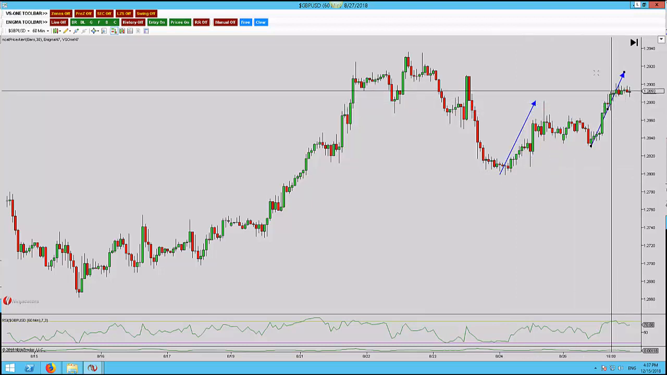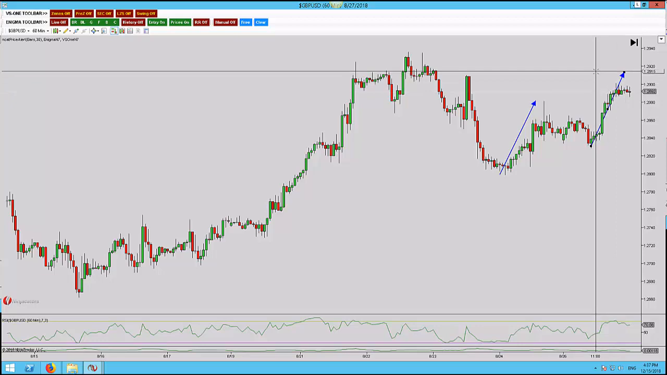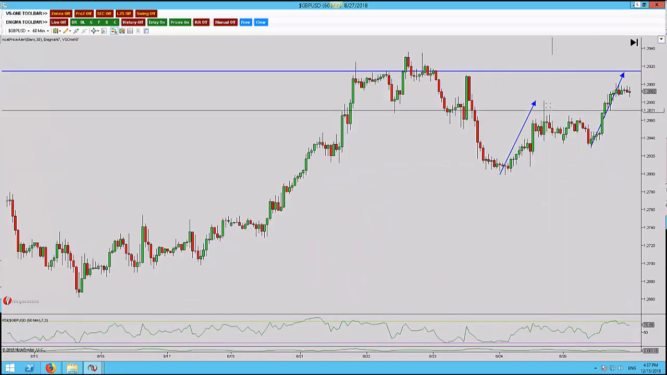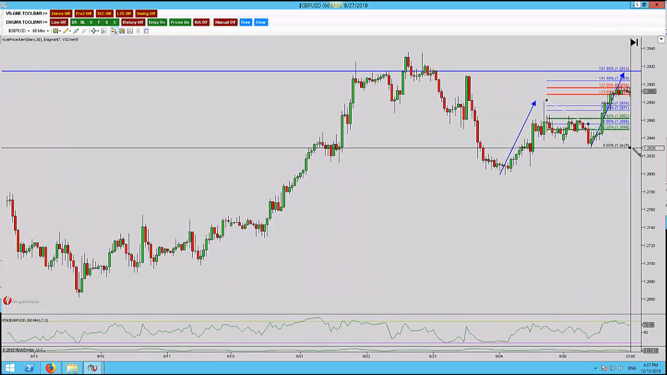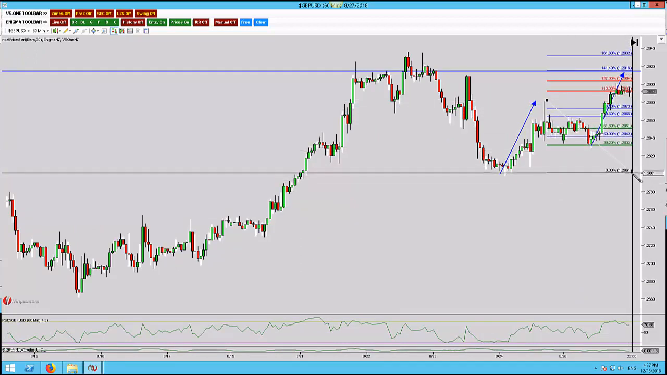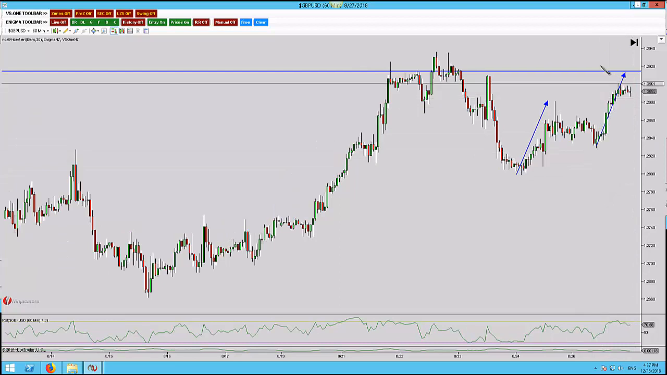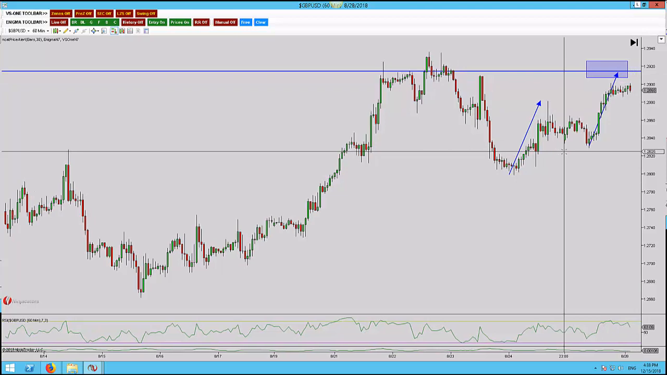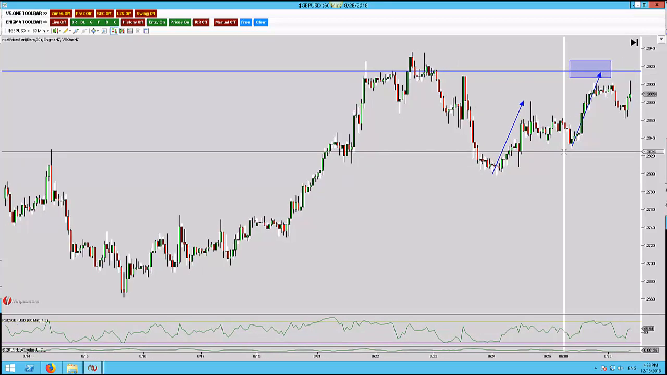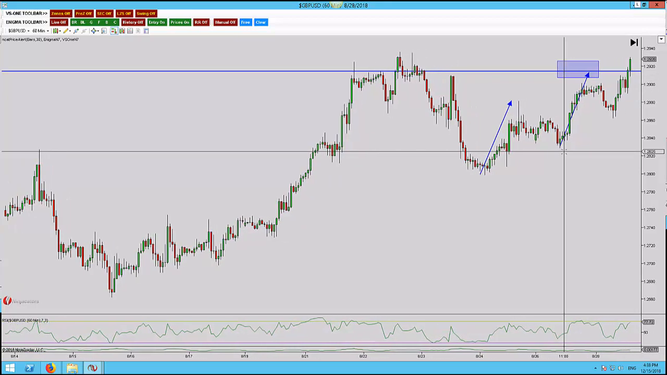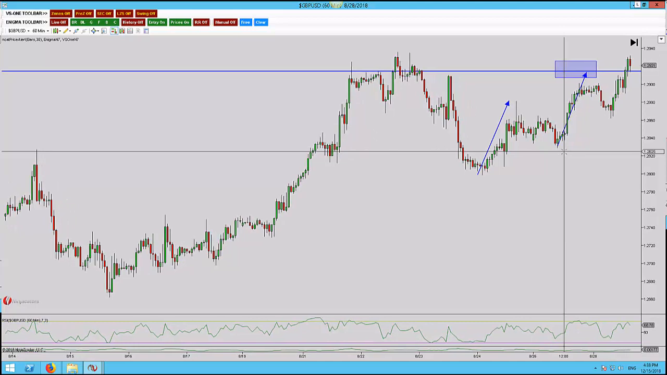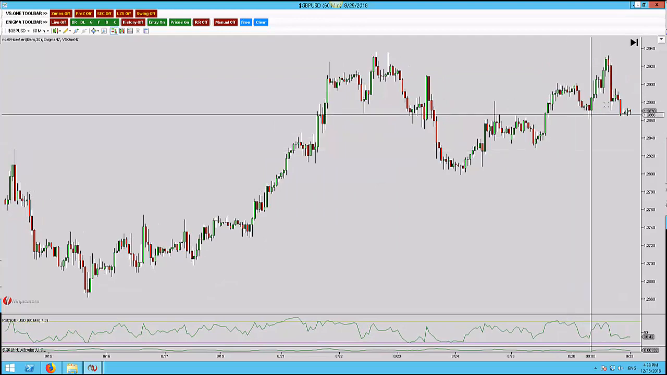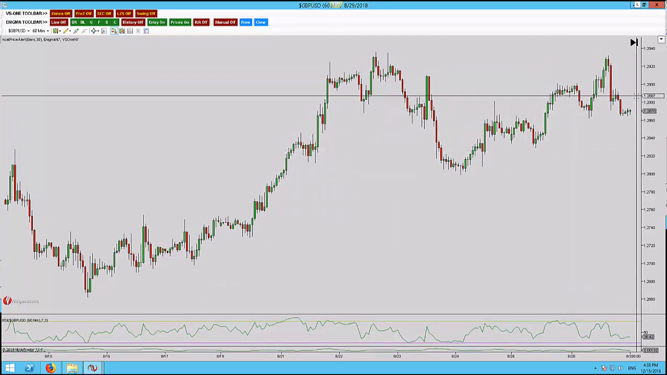Okay, AB equals CD pattern, coming up into this zone. Okay, we've got a 1618 up there, a 1414, we've got some real nice fib confluence up there. If we see a large spike up here, that would be good, giving us a rejection candle. Okay, nope, nothing here now. Let's delete that off.